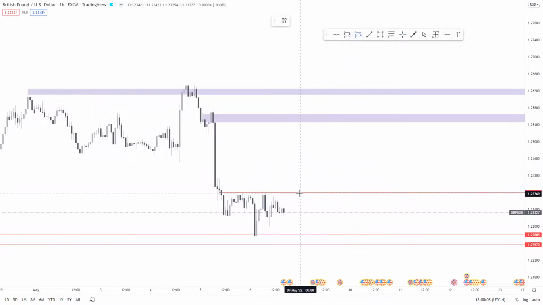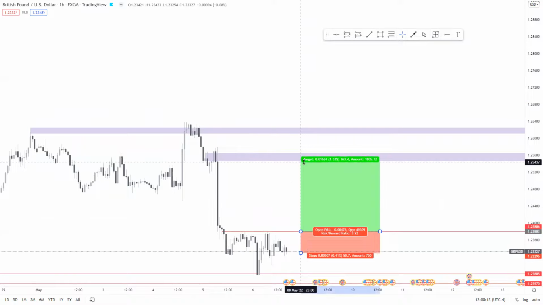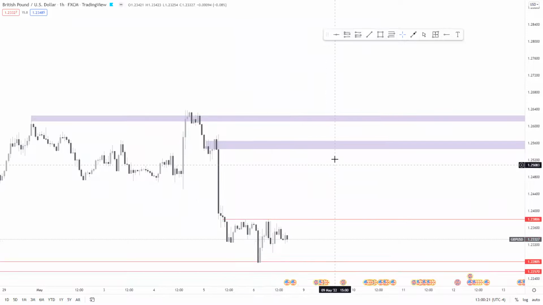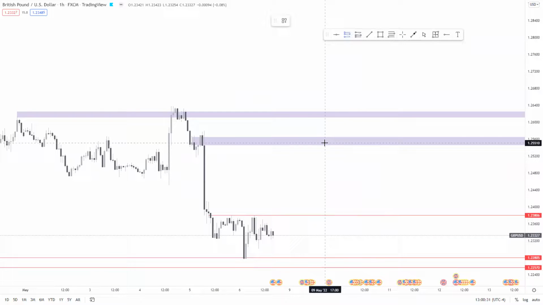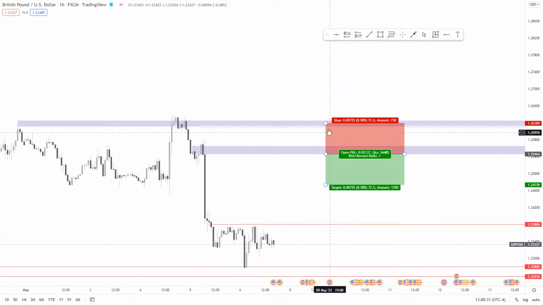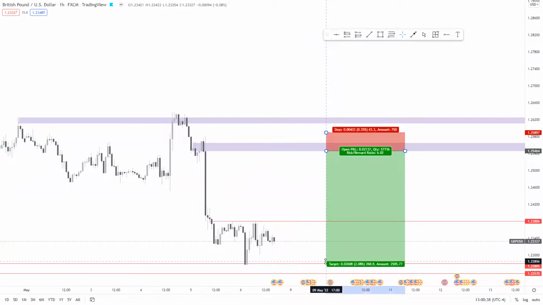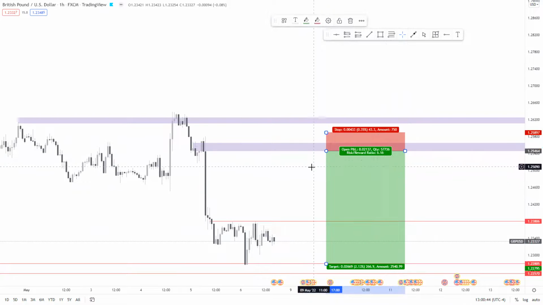So one scenario is this, stops somewhere around here, first take profit here. It gives you a 1 to 3 risk to reward. And the other one is we wait for price to come back up to this area and see if it rejects this zone or this zone, and I prefer to see a rejection from this zone. So if price gets rejected from this zone, I'm going to enter a short position with my stop above this wick and my take profit at the weekly lows. It will give me a 1 to 6 risk to reward.